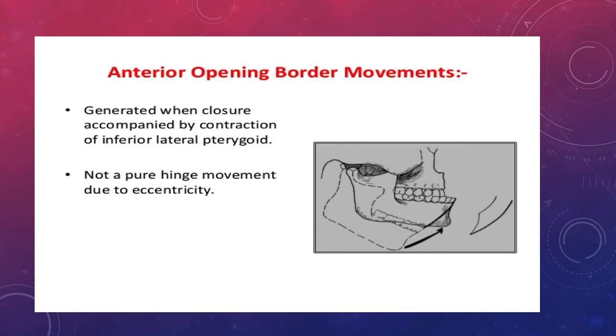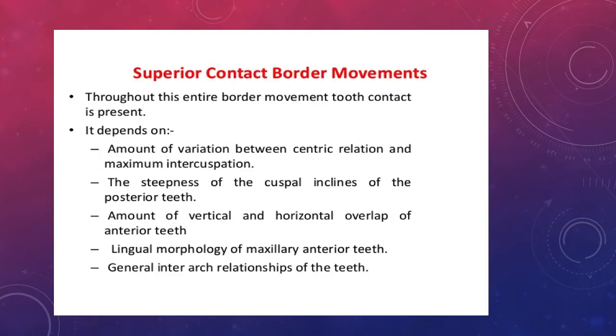Anterior opening border movements are generated when closing, accompanied by contraction of the inferior lateral pterygoid, and it is not a pure hinge movement due to eccentricity. Superior contact border movements: throughout this entire border movement tooth contact is present. It depends on the amount of variation between centric relation and maximum intercuspation, the steepness of the cuspal inclines of the posterior teeth, the vertical and horizontal overlap of the anterior teeth, the lingual morphology of the maxillary anterior teeth, and the general interarch relationships of the teeth.